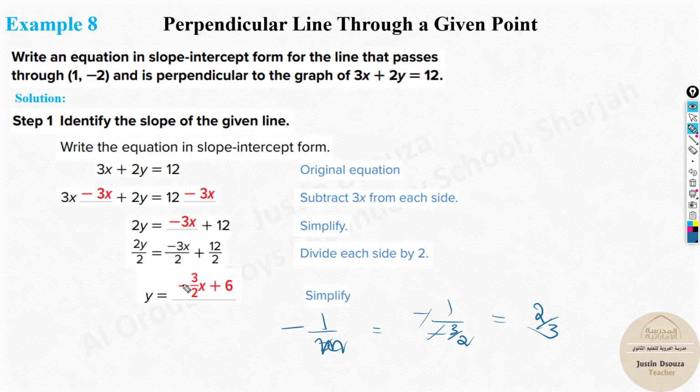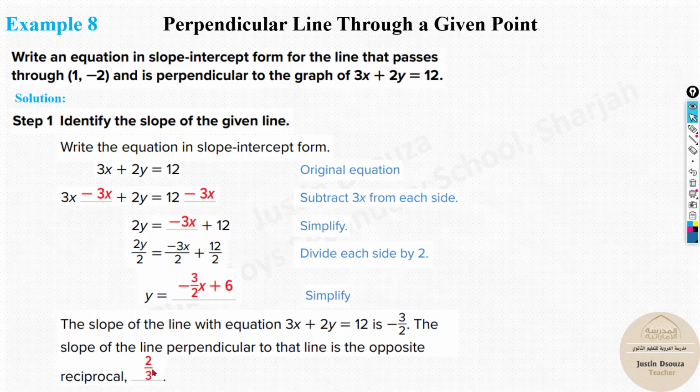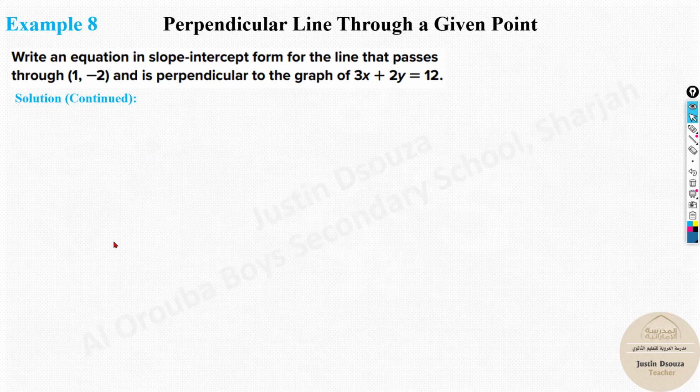Or you can see here, if it is minus, make it plus. If it is plus, just make it minus. Up to you. Since it's minus here, I will make it plus, the opposite of that. And whatever is down, I'll write up, and whatever is up, I'll write down. This is the slope. 2/3 is the slope of the perpendicular line passing through this point. Perpendicular to this would be 2 by 3, positive, okay?